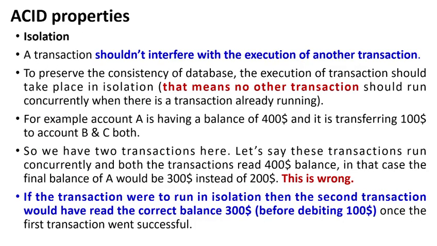Isolation. A transaction shouldn't interfere with the execution of another transaction. So if the transactions were to run in isolation, then the second transaction would have to read the correct balance of $300 before debiting 100, once the first transaction went through successfully.